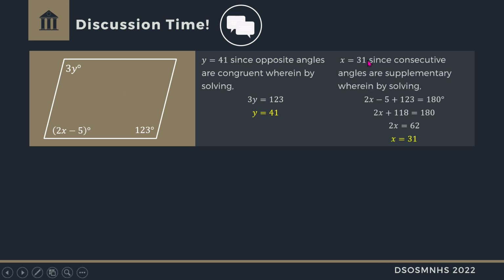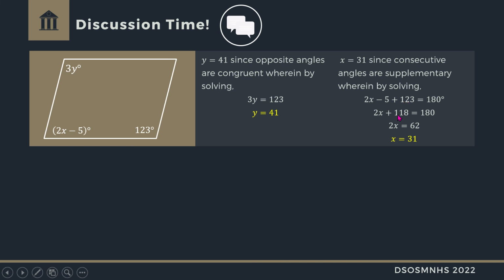X is 31 since consecutive angles are supplementary, by solving. So, consecutive angles, the angle on the lower left plus the angle on the lower right, you add them equal to 180. When writing the solution, 2x minus 5, the parentheses of degrees are understood, so you can leave it out. No need to write it. So 2x minus 5 plus 123 is equal to 180 degrees. Then we add the constants, negative 5 plus 123.